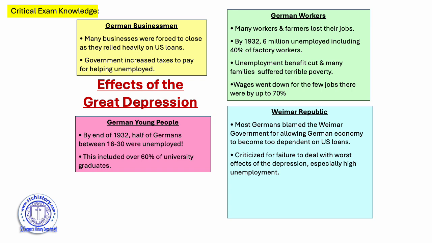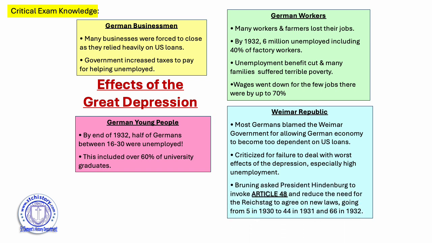And the fact that they dealt with it so poorly, Bruning was so bad, and they had to use Article 48 so often, really is not a good look for this supposedly strong new German Republic after the war. Okay, and that's the fact that you really need to try and include, really.